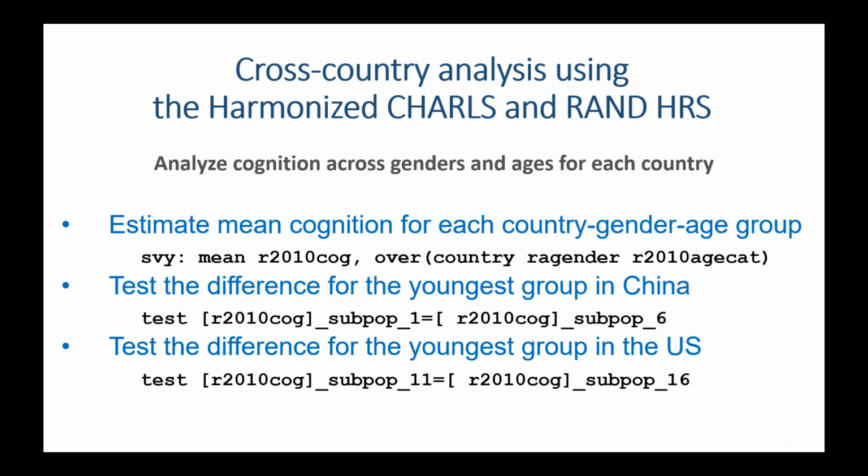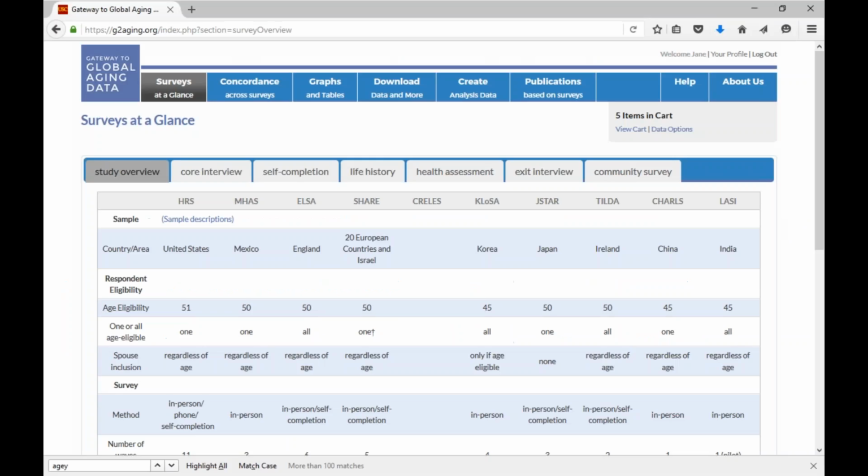For our last step, we want to analyze cognition across genders and ages for each country. We're first going to estimate mean cognition for each country, gender, and age group. If we have 5 age groups, 2 genders, and 2 countries, we'll have that many different categories. We're going to use svy, which recalls the weighting we already entered using svyset. We're going to estimate the mean of our 2010 cognition measure, which is the summary measure of episodic memory, over these three categories.